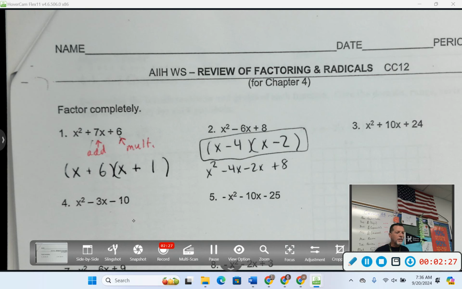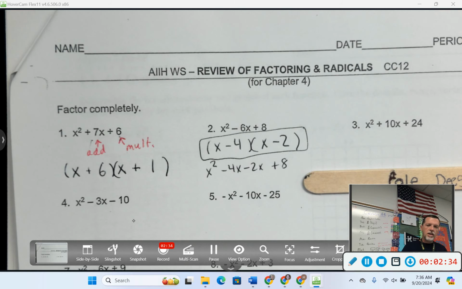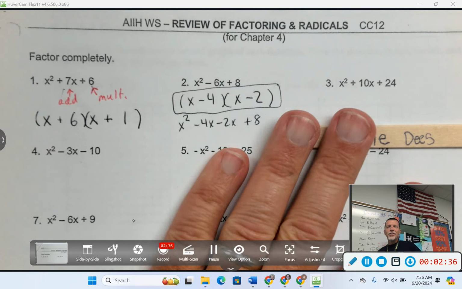If you haven't already, do number 3. Easy. This guy's racing ahead of me. Let's do all of them. You can do all of them. Eventually, you're going to do all of them.